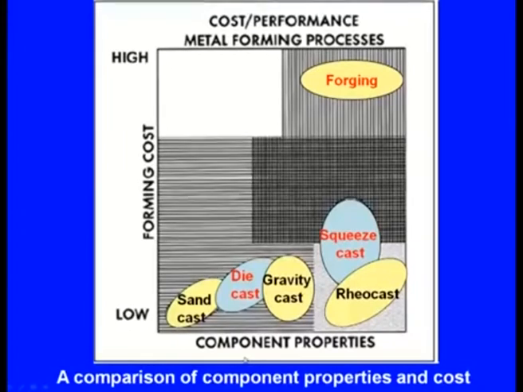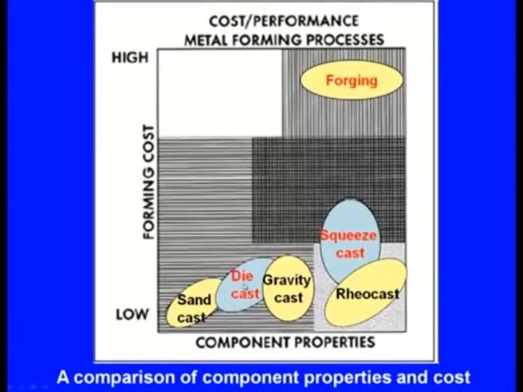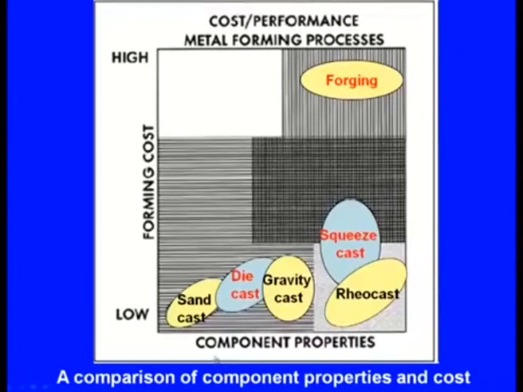Now, let us see the cost-wise performance, a comparison of the component properties and cost. Let us compare the properties and the cost, and here we can see sand casting, die casting, gravity casting, rheocasting, squeeze casting, and this is the forging. So, these are the processes we are considering, and this is a graph where the x axis represents the component properties and the y axis indicates the cost of production.